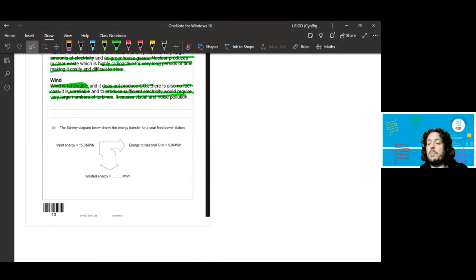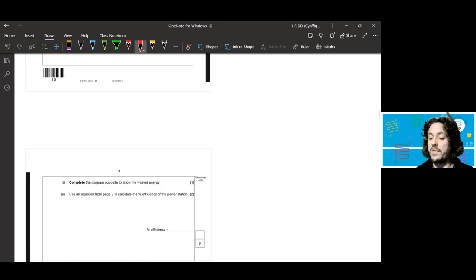Part B, a Sankey diagram below shows the energy transfer for a coal-fired power station. Okay, we've got input energy of 15 megawatts, and then we've got energy output to the national grid of 5 megawatt hours, and wasted energy, well, we don't know what that is. That's just a blank for now.